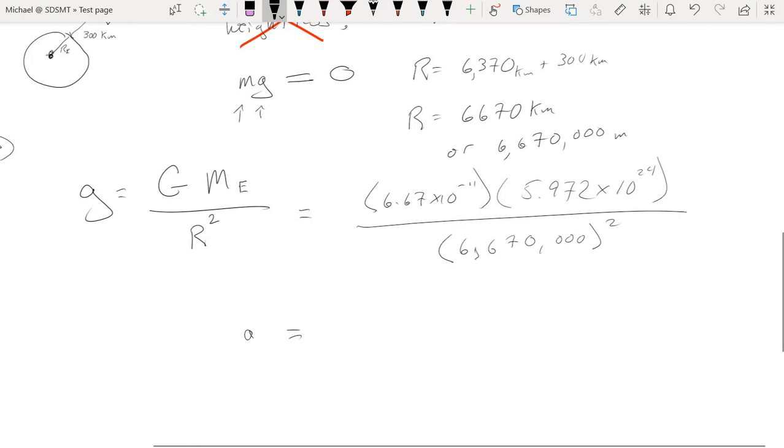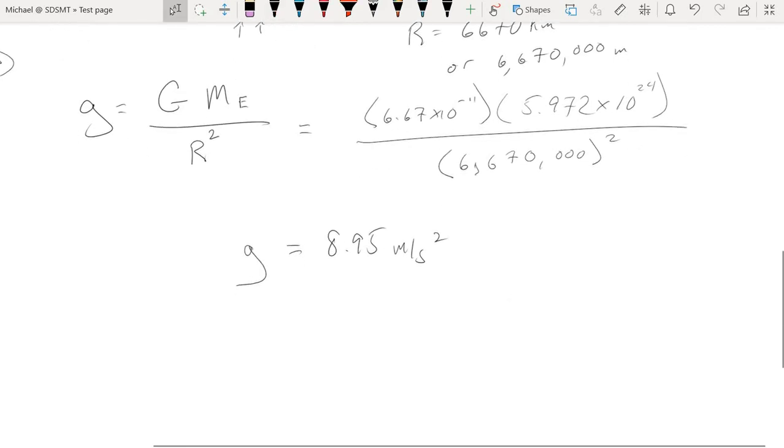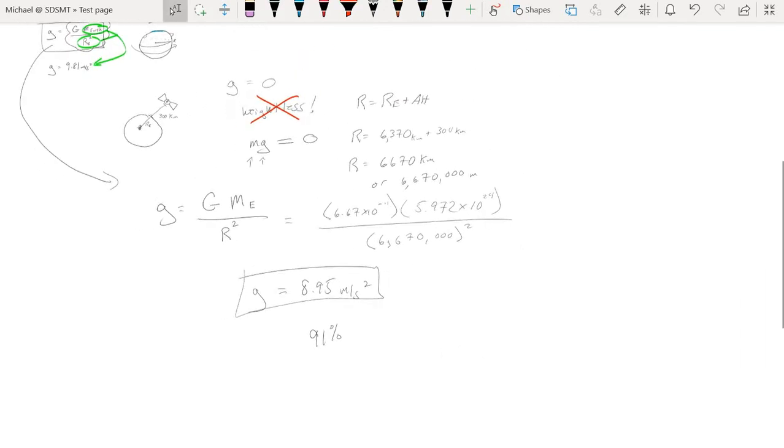And let's see here, I'm getting a value of 8.95 meters per second squared, which is not all that different from the 9.8 that we get at the surface. In fact, this is about 91% the value of gravity that we experience at the surface of the Earth. And I show this to people and they're like, well, how can that be? Every time we see the videos, those astronauts are weightless. They're just floating there.